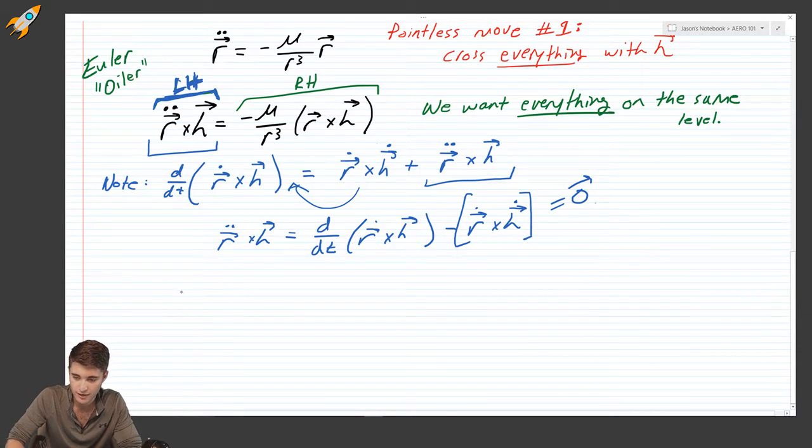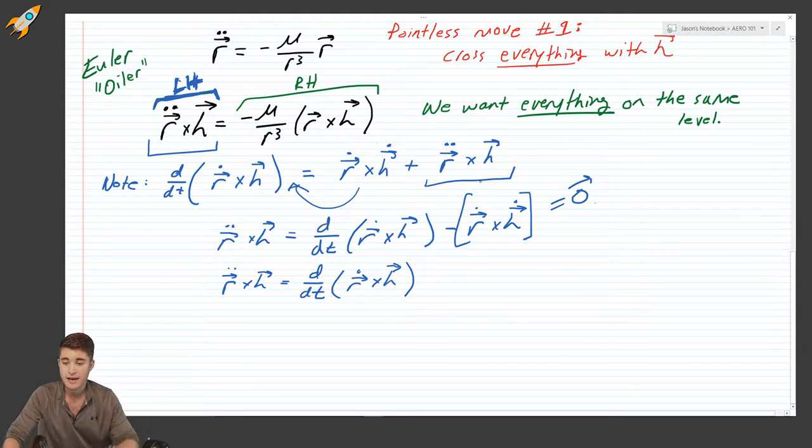So, we've got this then. The acceleration vector crossed with the angular momentum vector, which is on the left-hand side of the equation, is equal to d over dt, the time derivative of the velocity vector crossed with the angular momentum vector. Now, again, we're trying to put everything on the same playing field here. We've got something that has a double time derivative of a vector, and then we've got things that aren't vectors at all. I'm just going to keep reminding you of that because that's the end goal here. If we get everything into double derivatives, that's awesome. If we get everything into single derivatives, that's awesome. But we need to put everything on the same playing field. That's what we're trying to do here.